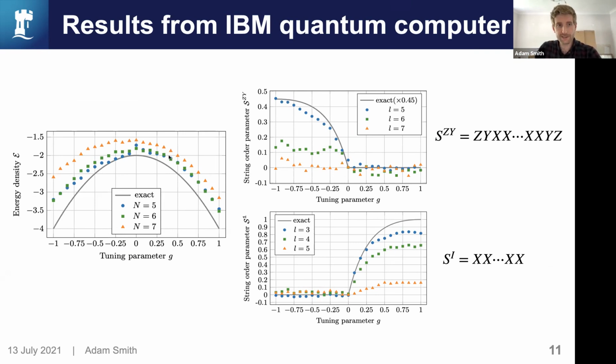On the left-hand side, what I'm showing is the energy density. The gray curve is the exact results, and the points are the experimental results for different system sizes. You can see it's getting worse as I increase the system size, because the circuit depth and the amount of time I have to run the quantum circuit is increasing, and the errors are getting worse.